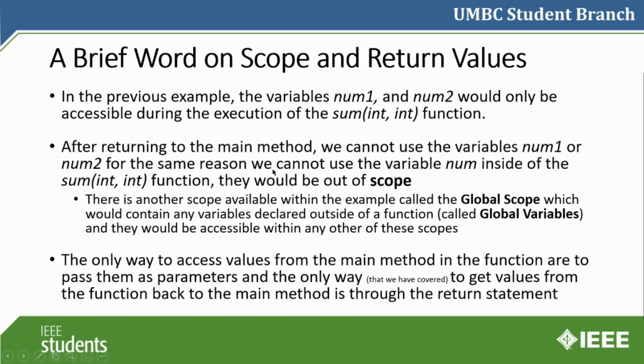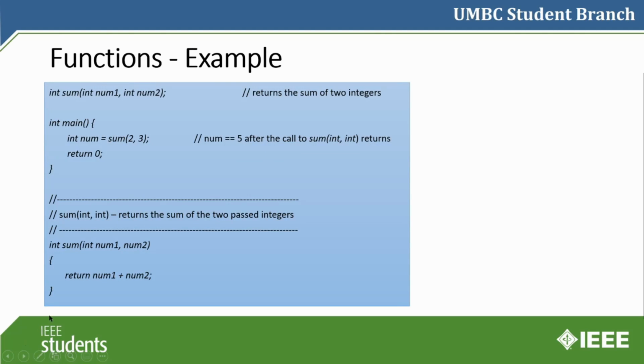Brief thing to mention on scope and return values. Because of scope, that means that in this example, from the main method, we would not be able to access the num1 or num2 variables, along with any other variables that we create within this function. Those variables can only be accessed within this function. And similarly, we cannot access the num variable within this function unless we pass it as a parameter. And even then, we're not actually accessing the num variable, we're just accessing the value within that variable.